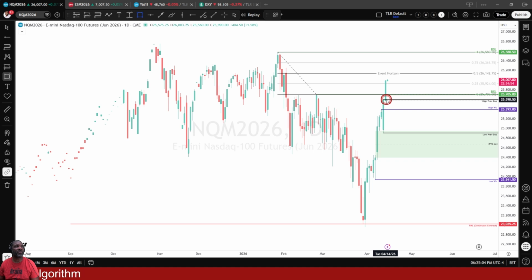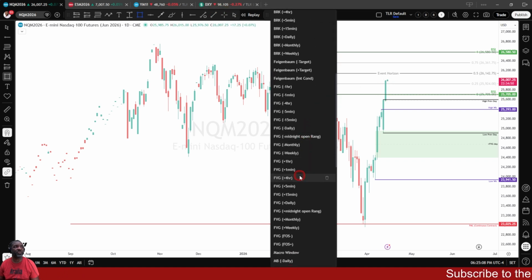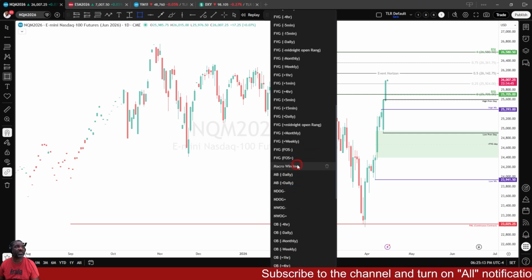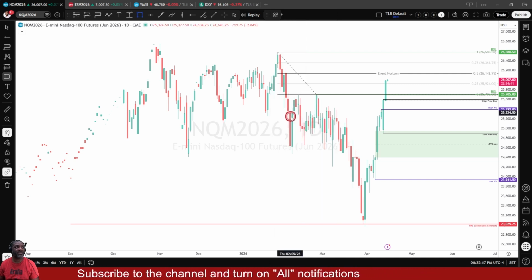So now we've closed up there today. So now that gives us an inversion. I was going to say inversion fair value gap, but an inversion suspension block, right? You know, suspension block is still kind of funny for me to say.